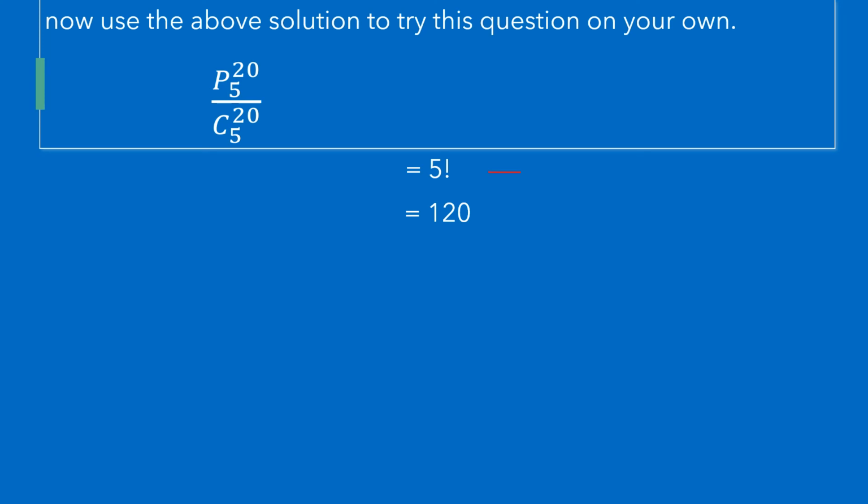5 factorial is just equal to 5 times 4 times 3 times 2 times 1. When you multiply all this, you get 120, and that's how we get 5 factorial. I hope you are feeling good. Let's see the next question that we have now.